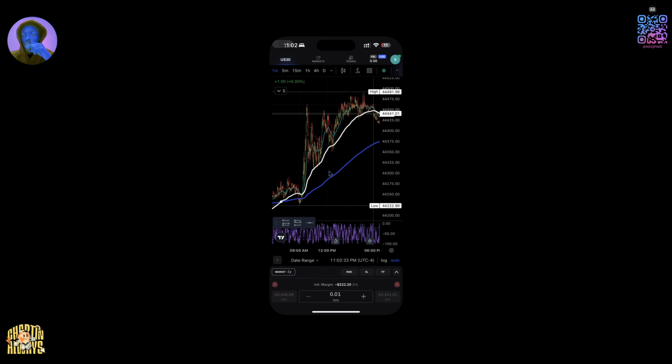It's not confusing. All you want to do is continue to watch the 800 and 200 EMA. Just like I was saying, once the 800 EMA is on the bottom, the 200 is in the middle, and the market is at the top, you're going to want to look for buys.